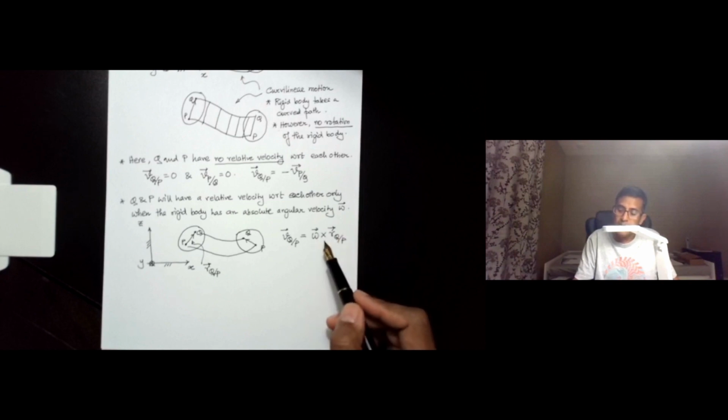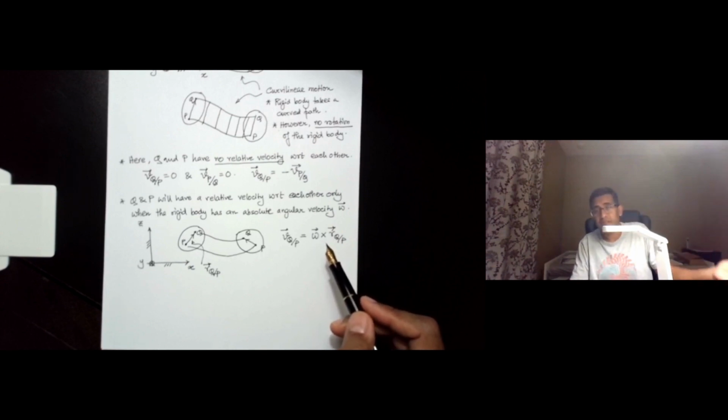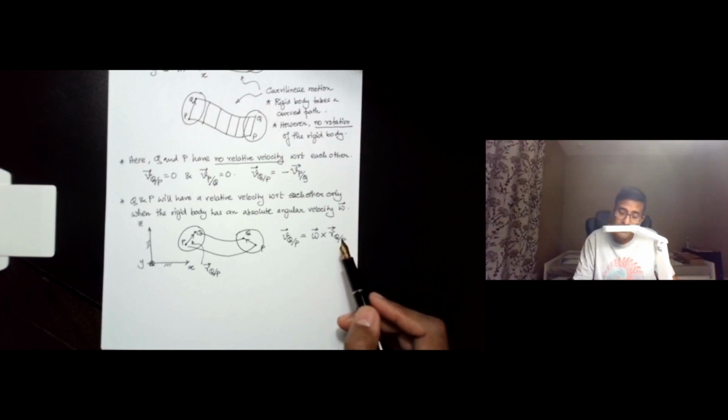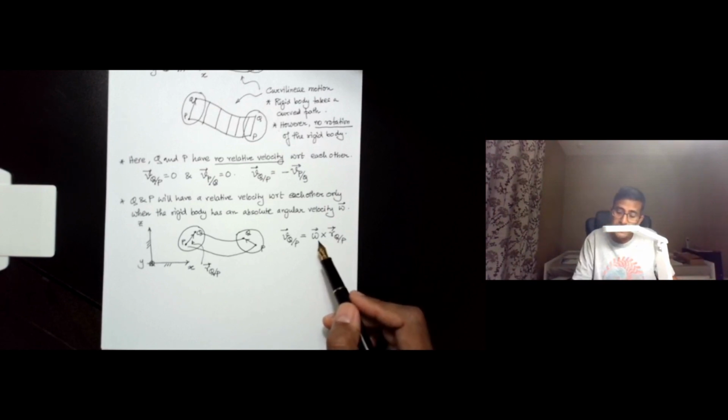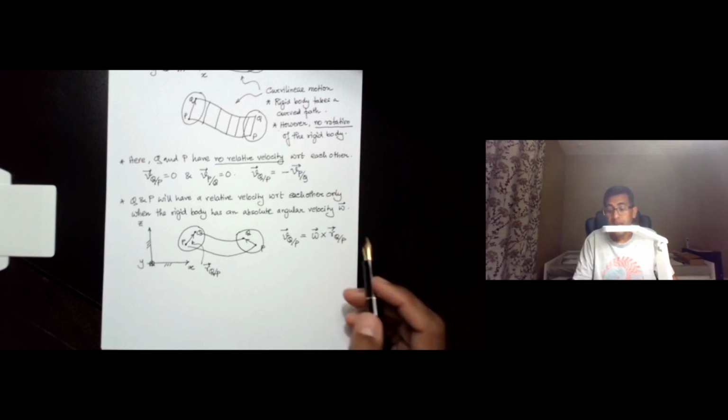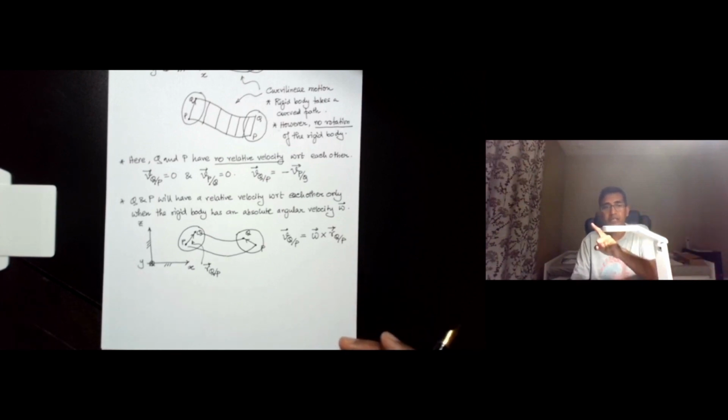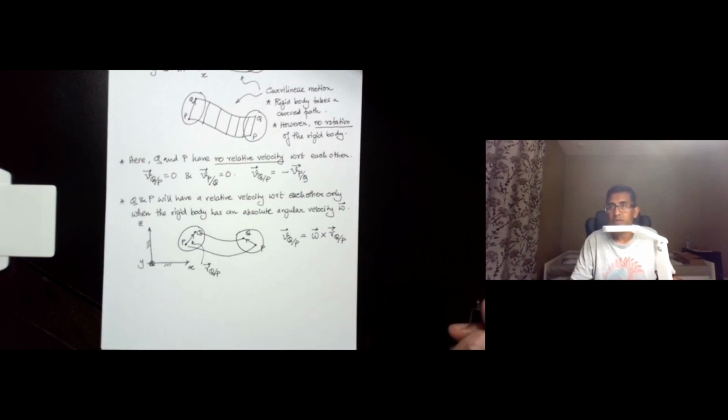The other possibility is, since this is a cross product, when is a cross product equal to 0? Well, a cross product is equal to 0 if these two are along the same direction. So for instance, if the rigid body has got an angular velocity in a certain direction and q to p is also in that same direction, or it's parallel, then omega cross r_qp, the velocity of q with respect to p, is not going to be any non-zero number. It's in fact going to be 0.